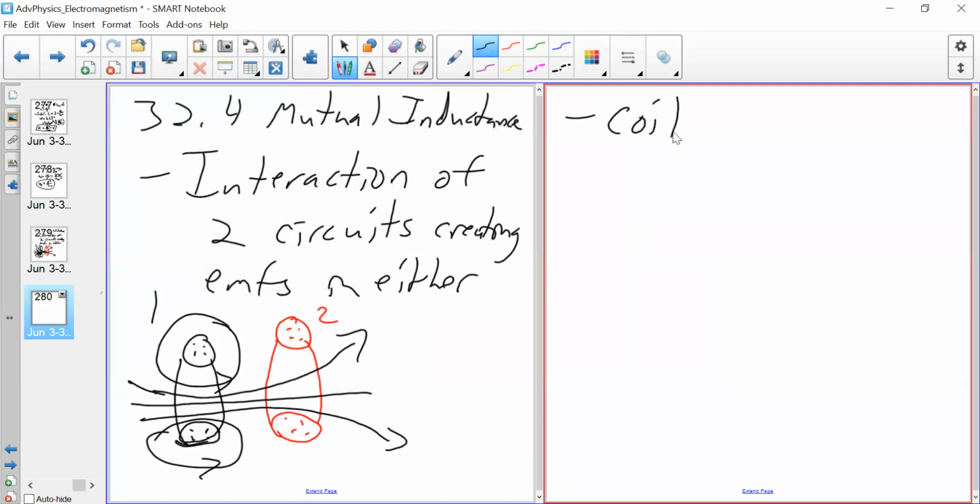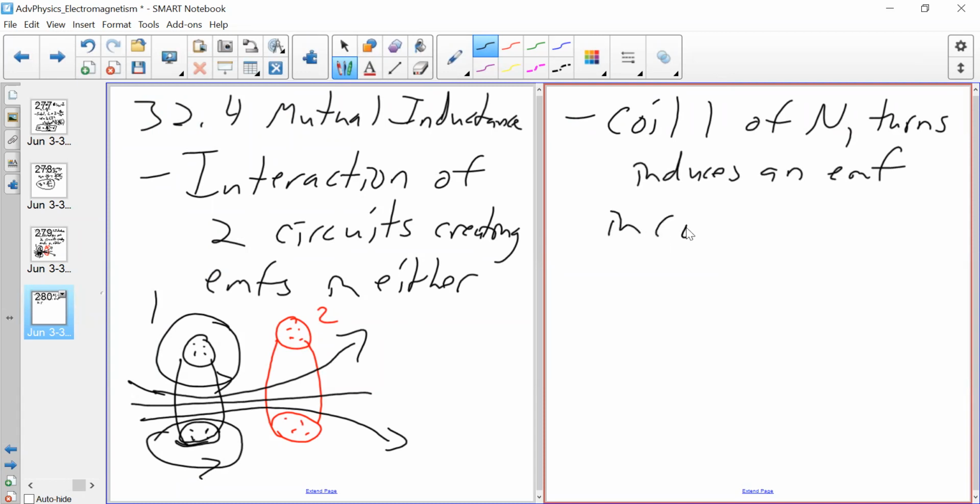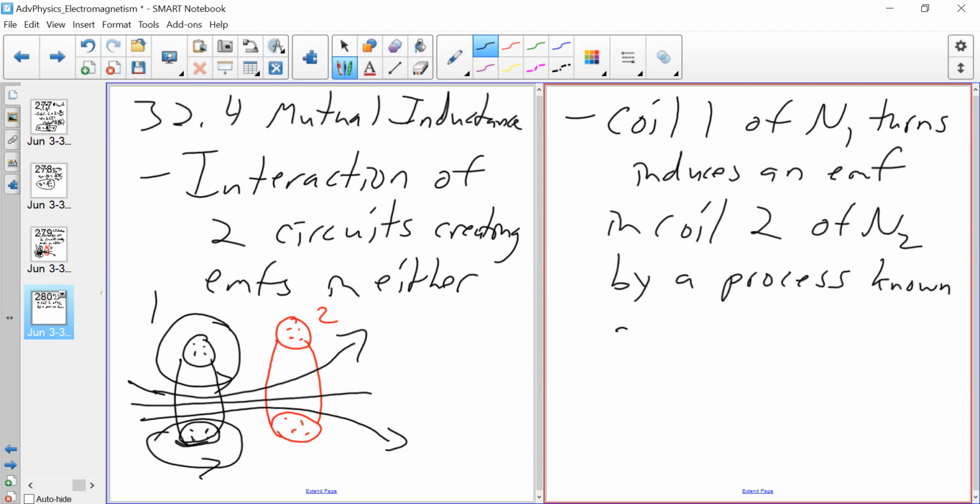for both. So let's say we look at coil 1. Let's say coil 1 of N1 turns of wire induces an EMF, a voltage, a current, an electric field, in coil 2 of N2 turns, by a process known as mutual inductance. They are together inducing EMFs.